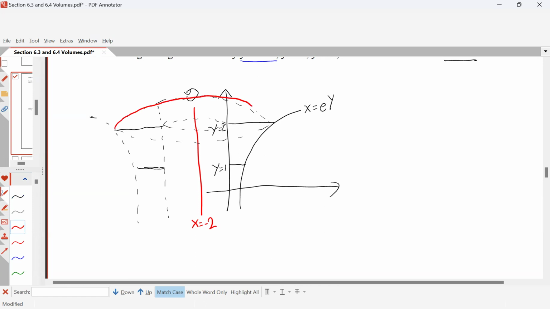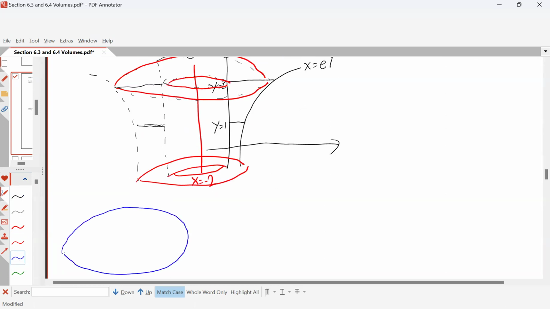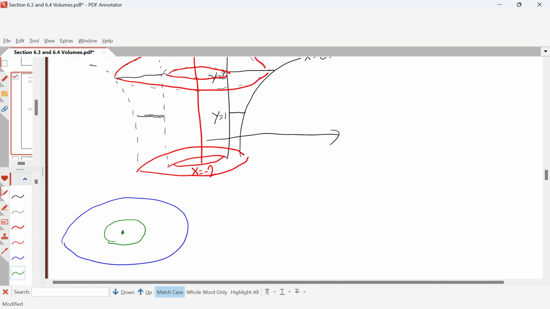So if we cut through these solids, we get a cross section that looks like this outer function and an inner function. This sets us up for what is known as the washer method, because now we have this hole, because we're going around this line x equals -2. There is our hole.